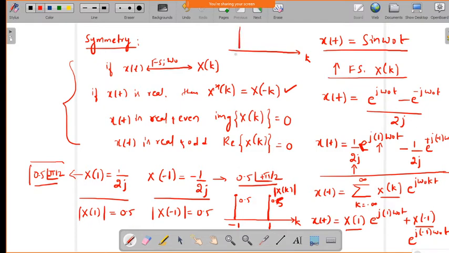Okay, so if you take this one at minus 1, it will give plus pi by 2, and at plus 1 it will give minus pi by 2. So this is the phase. Is it correct now? Yes, so this is the phase spectrum of your Fourier series coefficient X of k, and this is the magnitude spectrum.